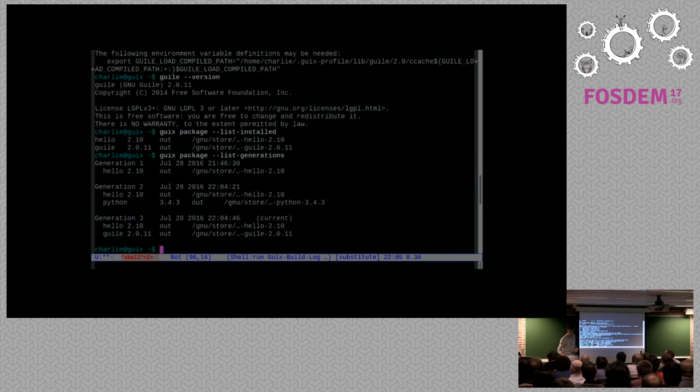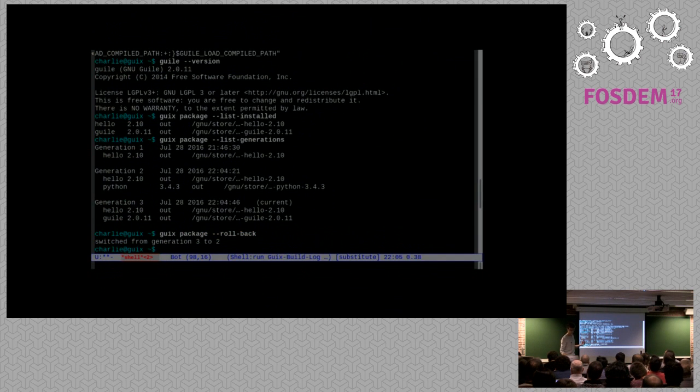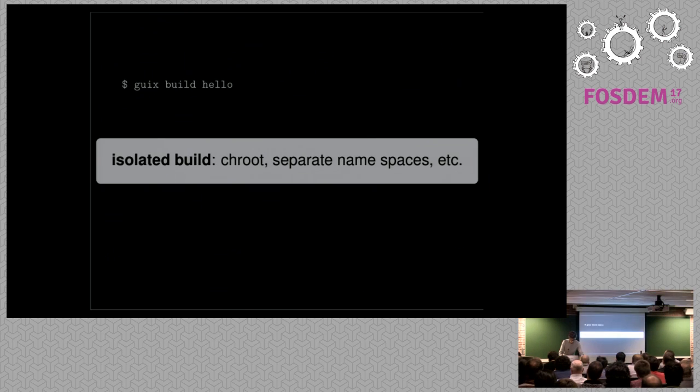Okay, so how did it work? Well, under the hood, all the packages are built in isolated environments. So this is really the crucial part here. We are building packages in chroots with separate namespaces and so on and so forth. So containers. Right? And what we get as a result is a unique file name in that store directory with that long hash, right?